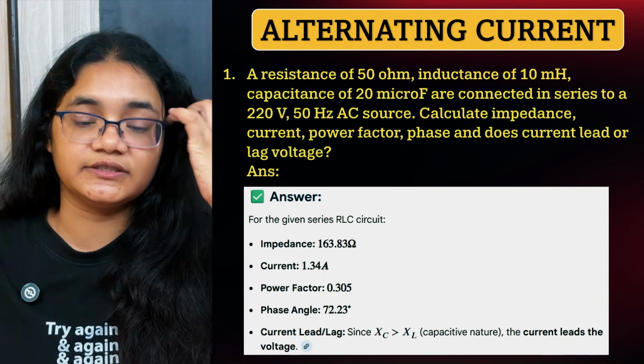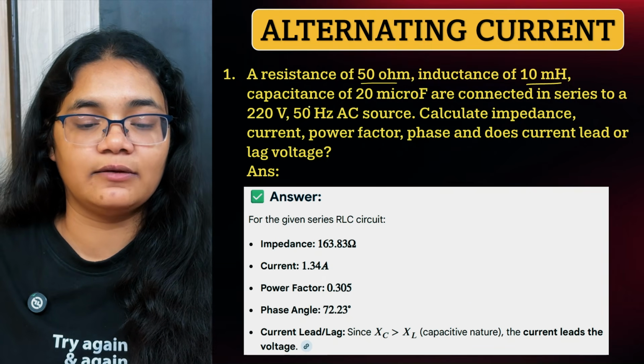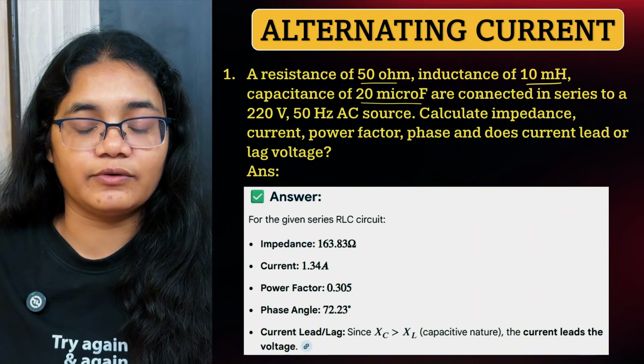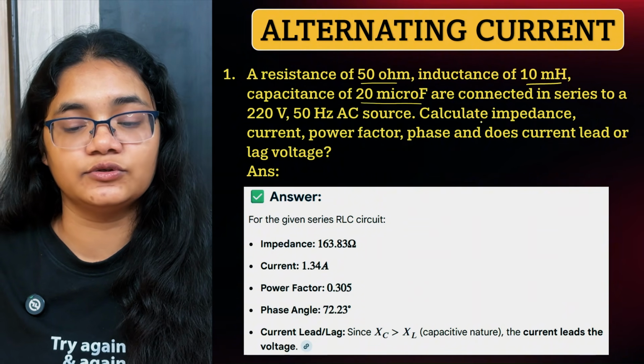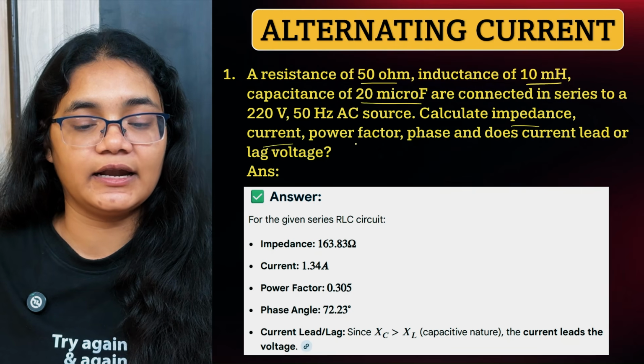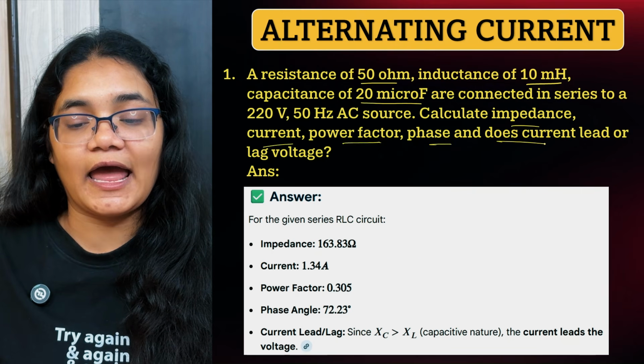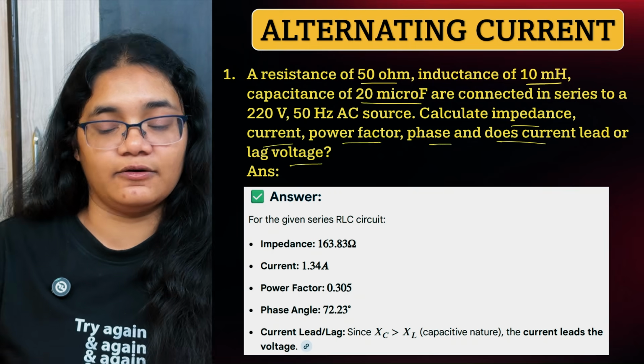So here the first question is a resistance of 50 ohm, inductance of 10 mH and capacitance of 20 microfarad are connected in series to a 220 volt and 50 Hz AC source. Calculate the impedance, current, power factor, phase, and does current lead or lag voltage.